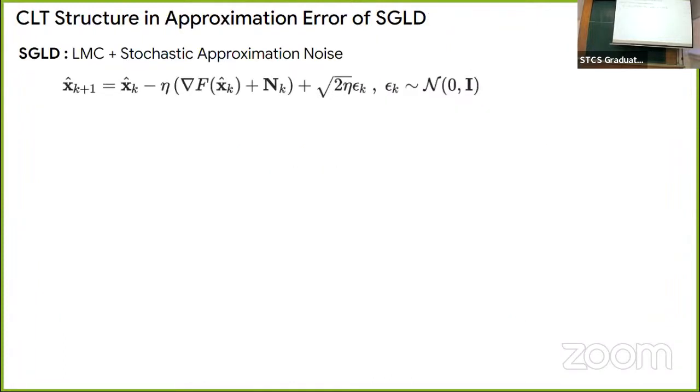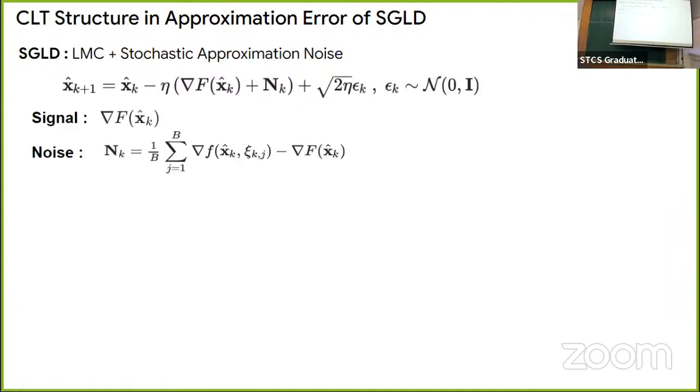Okay, so let's think about CLT structure in the approximation error of SGLD. This is actually a much nicer situation than optimization because we have a huge Gaussian noise driving it, and I'll tell you exactly why. Consider this iteration of SGLD, where we can write this score function approximation as signal plus noise. The noise is actually the empirical sum of conditionally zero mean random variables.